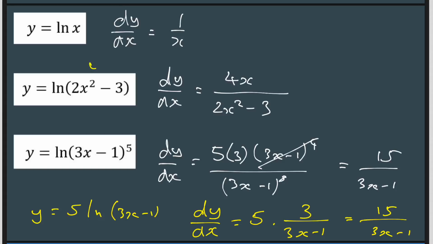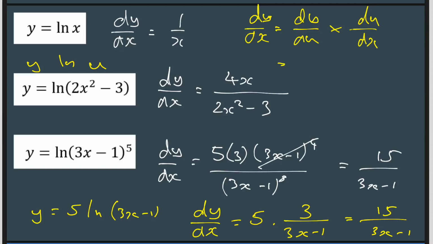If I do it on this one here, let that be u, then dy by dx equals dy over du times du over dx. Dy over du is going to be 1 over u, and then differentiate u is going to be, well, this here. And you can see that u is that, and I get that is that. So that's why that ends up working.